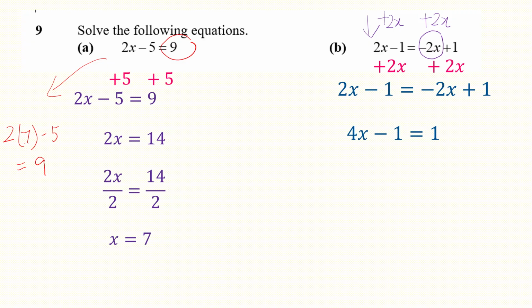Right, so we will have 2x plus 2x gives you 4x. 4x minus 1 equals 1. And to get rid of negative 1 on the left-hand side, we have to add 1 to both sides. So that will give us 4x equals 2, and divide by 4 to find 1x. So x equals a half.